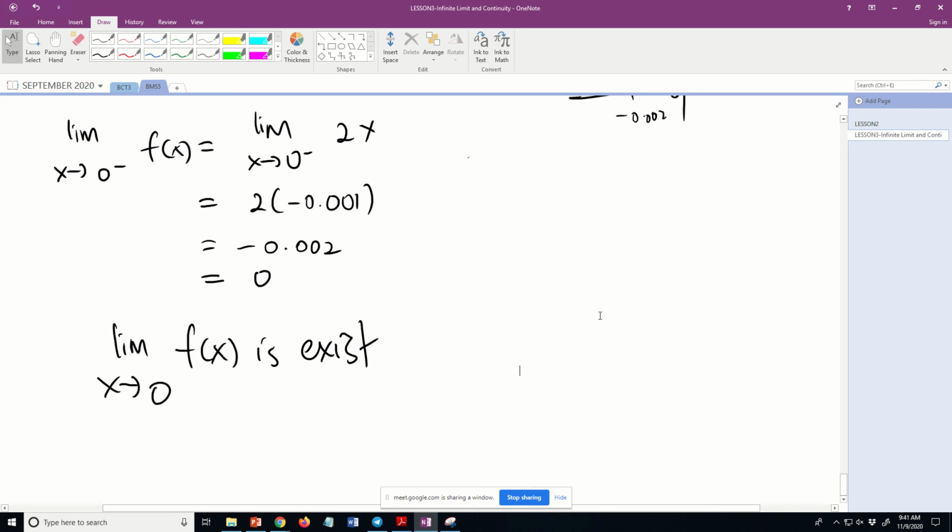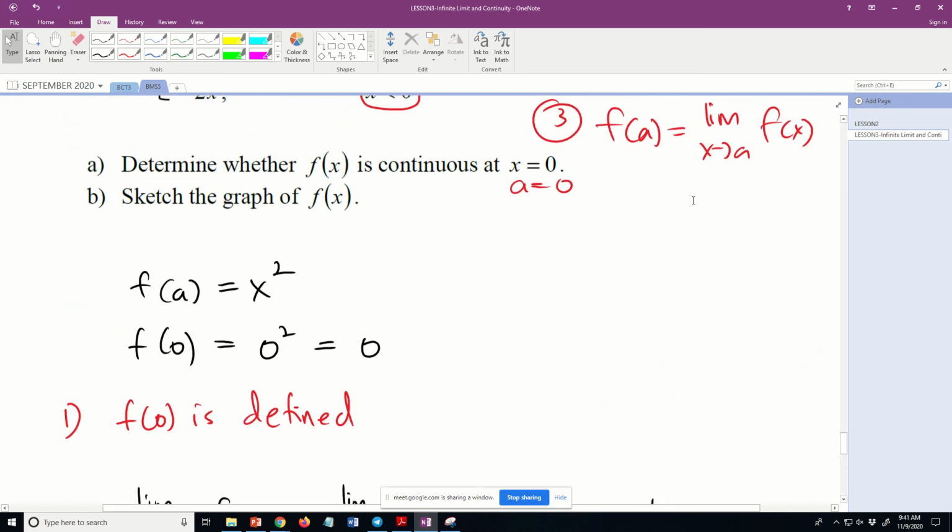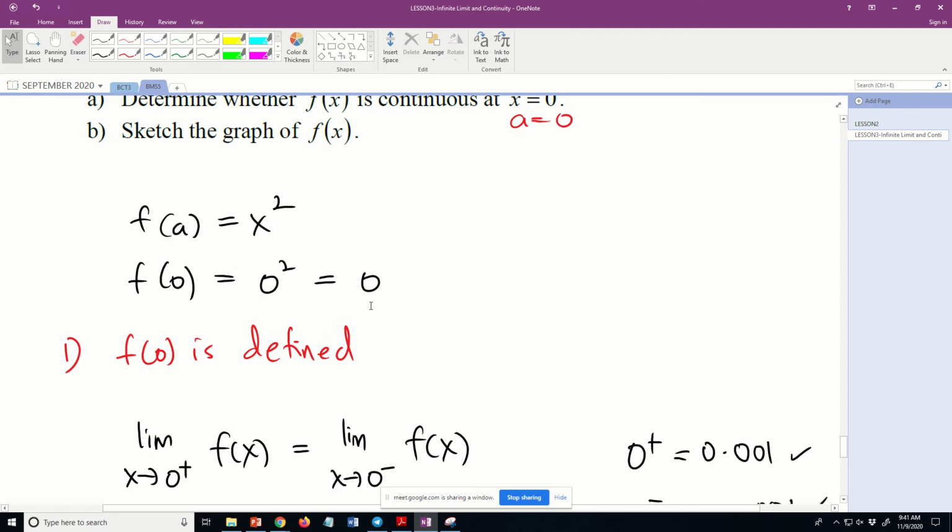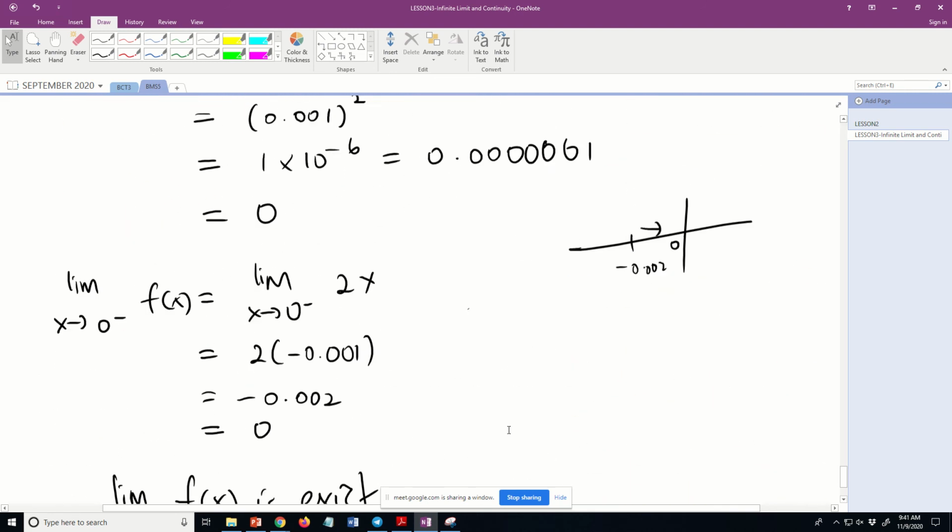Zero tak perlu buat, sebab zero tadi you dah buat untuk FA. Sebab zero punya condition dia dah ambil untuk FA. Now you test whether the function is from left, right. Dia pergi tak tempat sama. You are testing that. Now you do conclusion number 3.